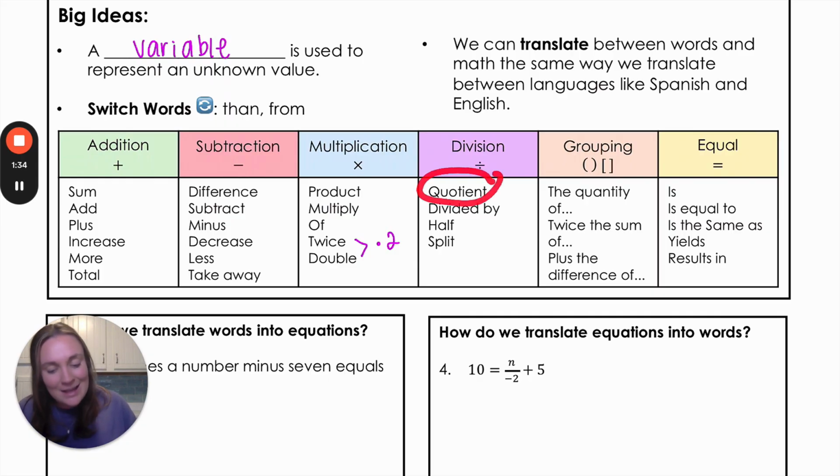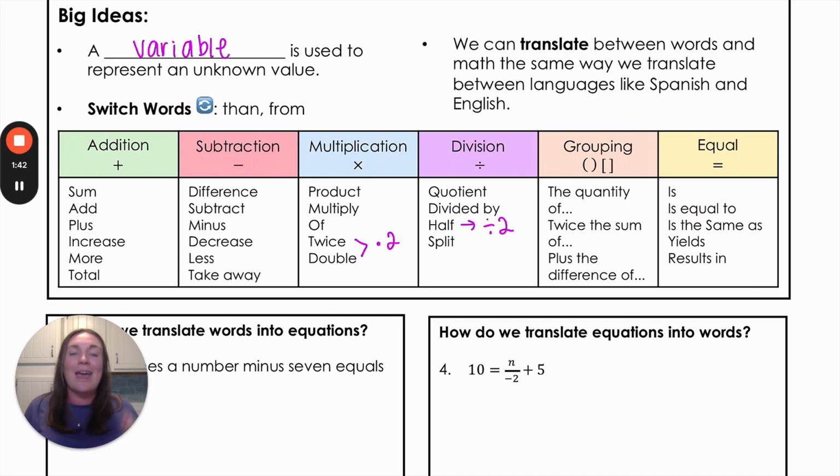Quotient is going to be division, right? Divided by, again, if we're taking half of something, we are specifically dividing it by 2, right? Half of 100, 100 divided by 2 is going to be 50. Also, if we're splitting something into groups. All right, we won't see these as often, but you might come across them.